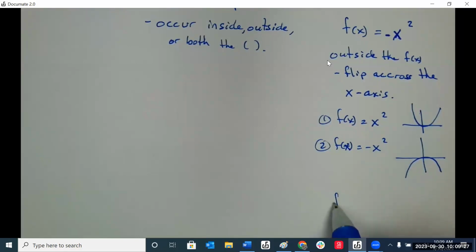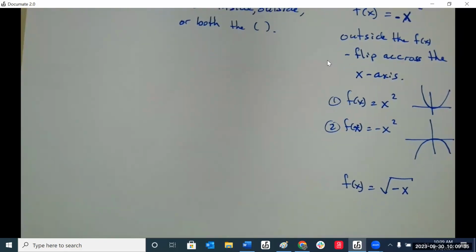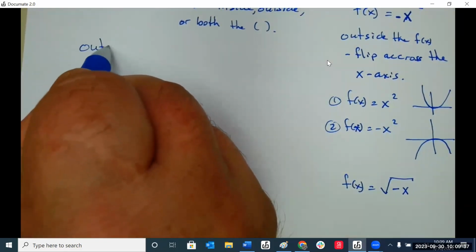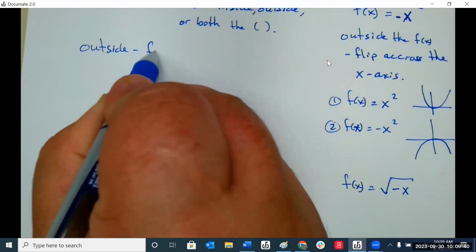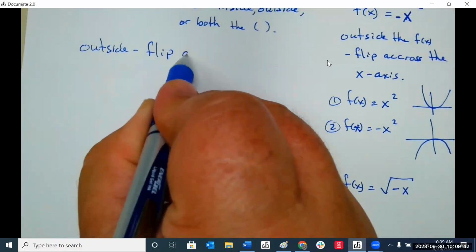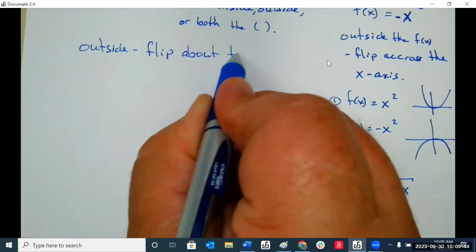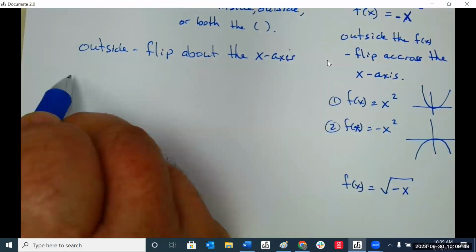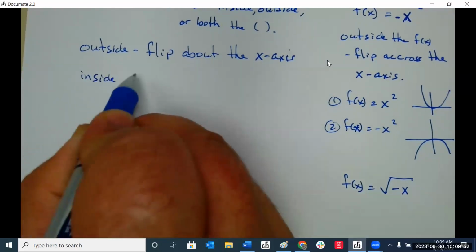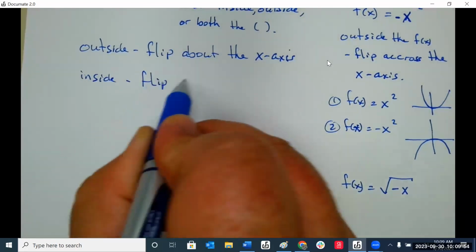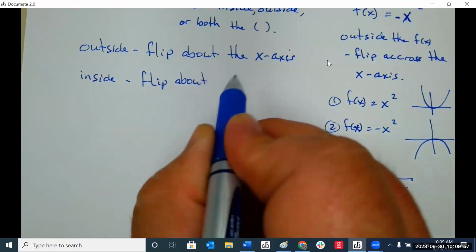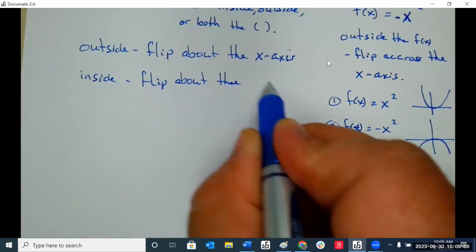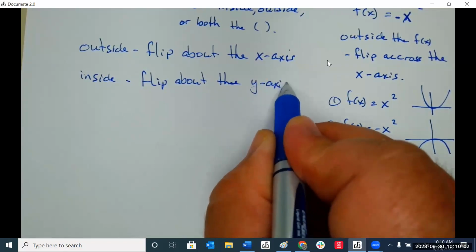Okay, how about inside a function? If it's outside, flip about the x-axis. If it's inside, flip about the y-axis.